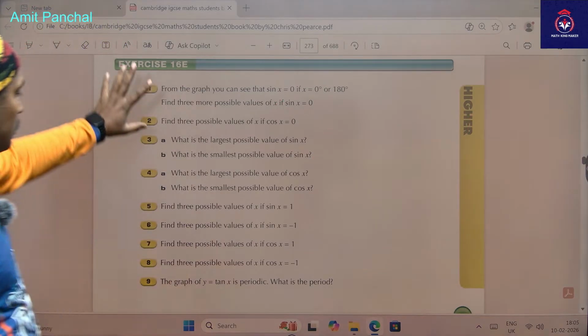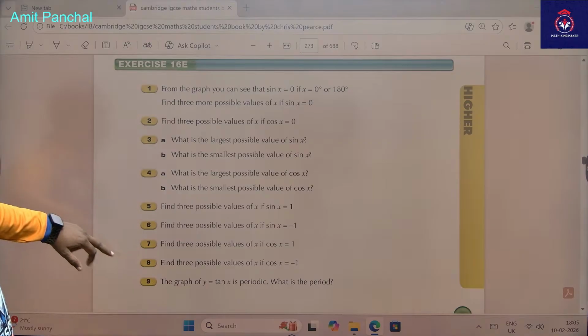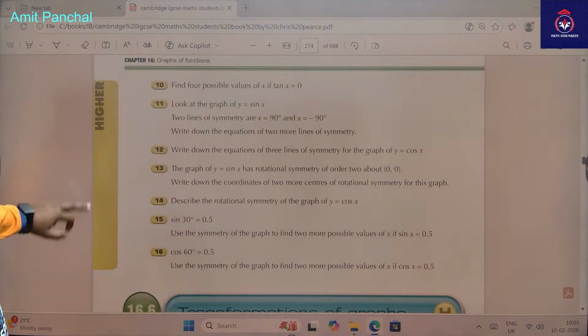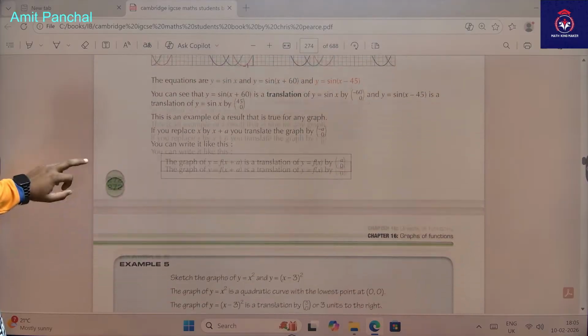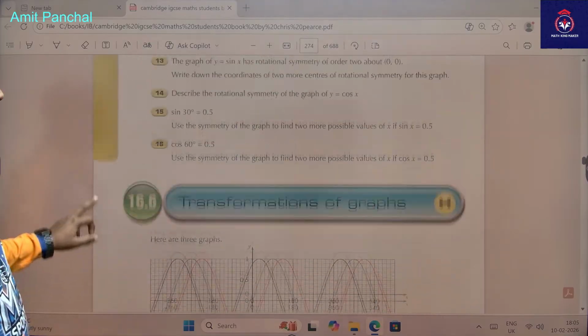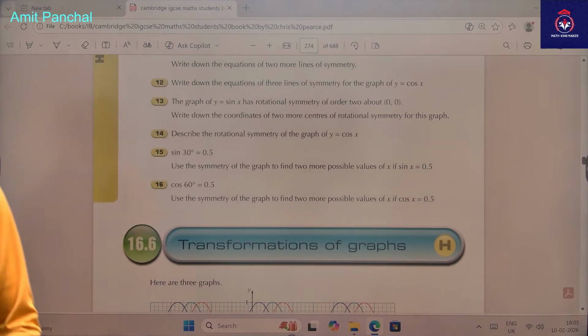Just try to answer these questions based upon this graph. Now in the next session we'll do transformations.